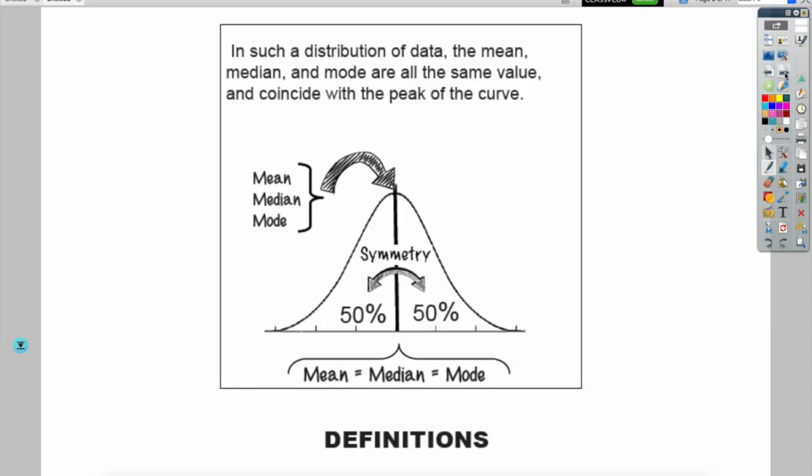Now, in such a normal distribution of the data, like I said, the mean, median, mode, they're all the same, okay? And it splits it right down the middle, 50% to the left, 50% to the right, okay? When it's positively skewed or negatively skewed, those numbers change. And it's going to change depending on how the data is spread out, okay? All right.